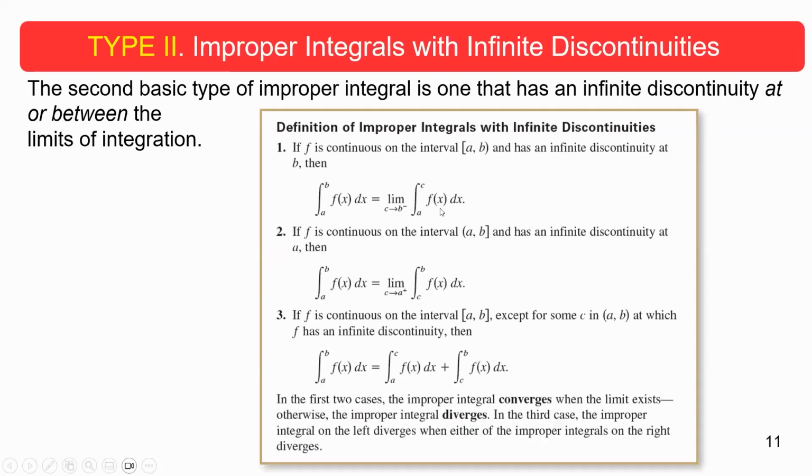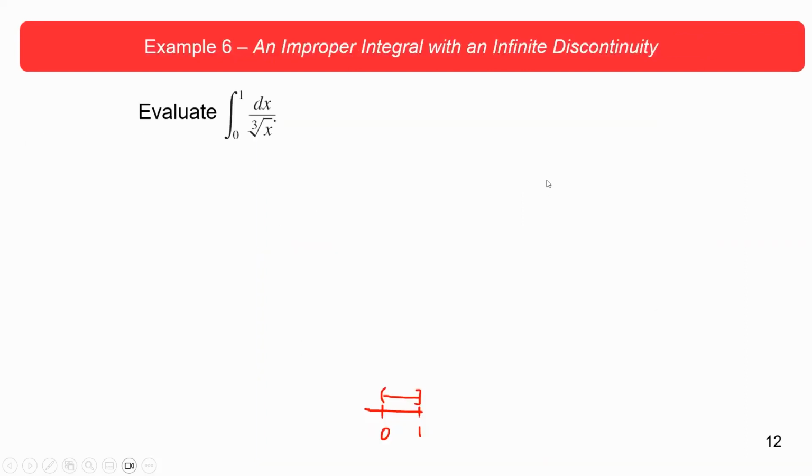Let's go to type number 2. In type number 2, look at the numbers. The limits are numbers, not infinity. However, there might be a discontinuity because of some of the limits. For example, this one. What makes this discontinuous, from 0 up to 1? You can never integrate this when x is 0 because 0 cannot be in the denominator.